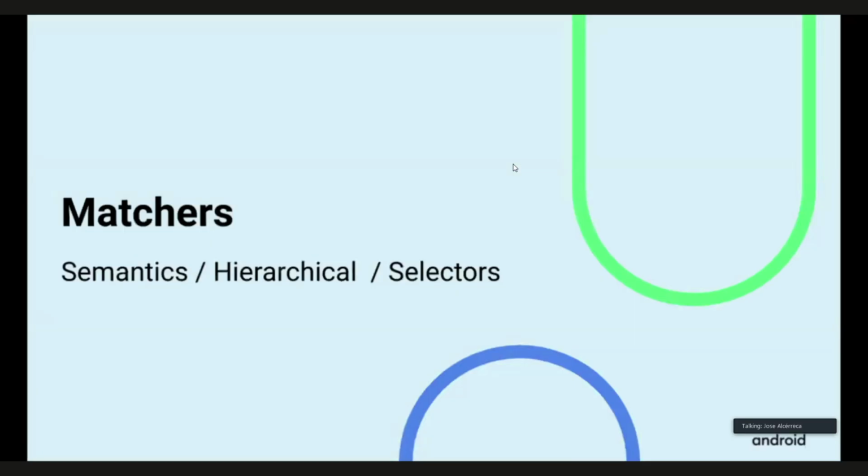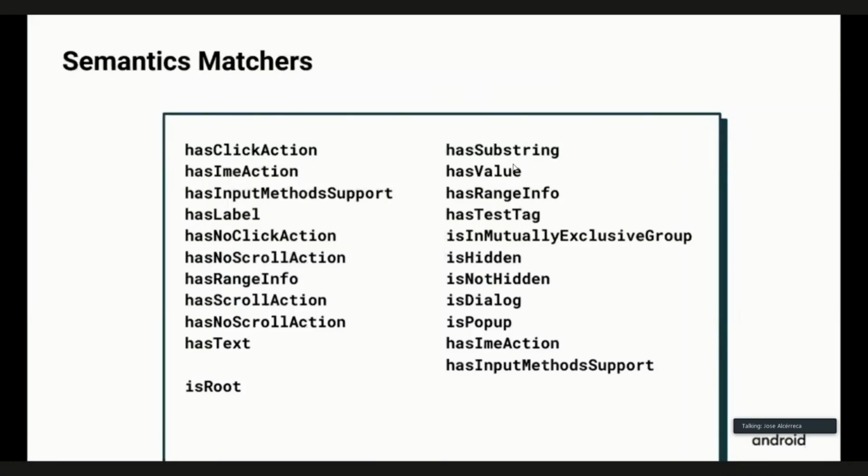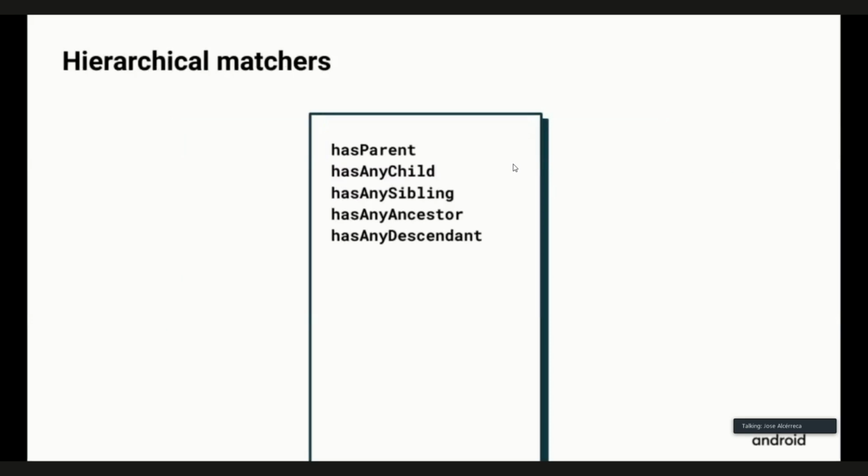So moving on to matchers, there are three types, or two and a half. Semantics, hierarchical, and selectors is a different API. Semantics matchers, they're called like this because they match against properties in the semantics tree. They're very diverse. You have things like hasLabel, hasText, hasTestTag, etc. I'm going to give you a couple of seconds to go through the list so that you know what's available. Hierarchical matchers let you go up, down, and sideways on the semantics tree with matchers like hasParent, hasAnyChild, sibling, etc.